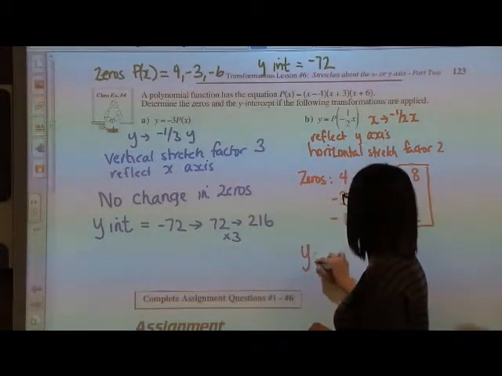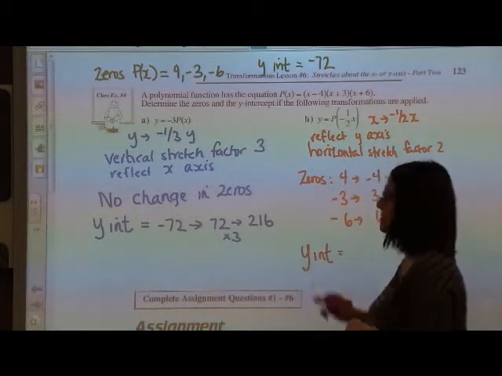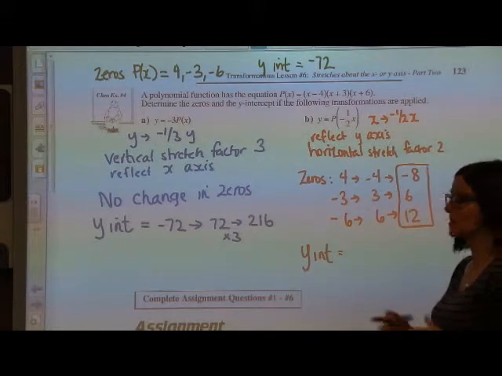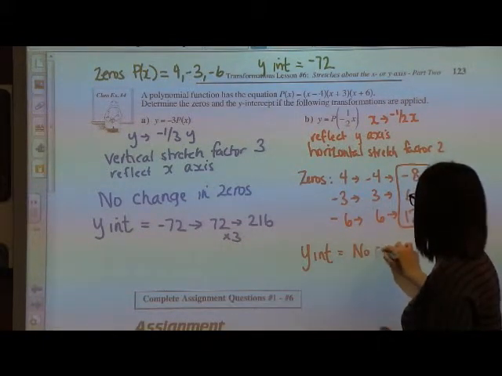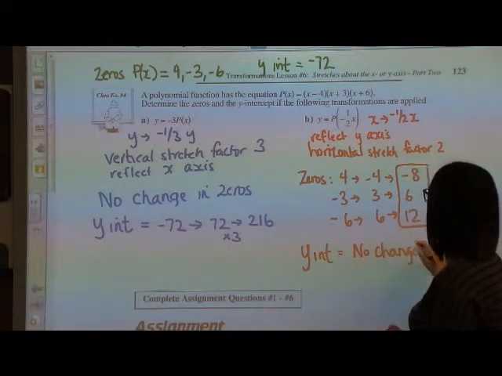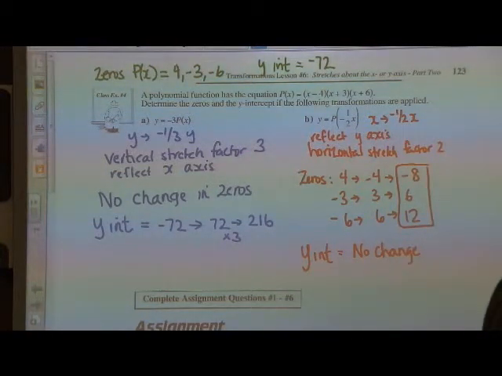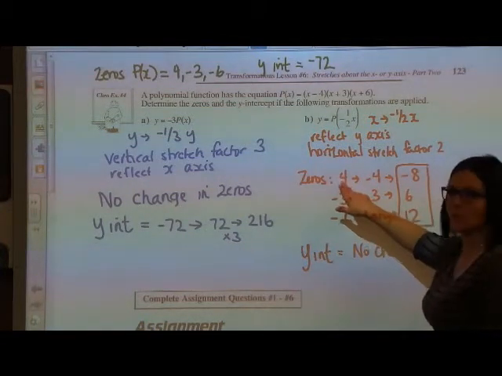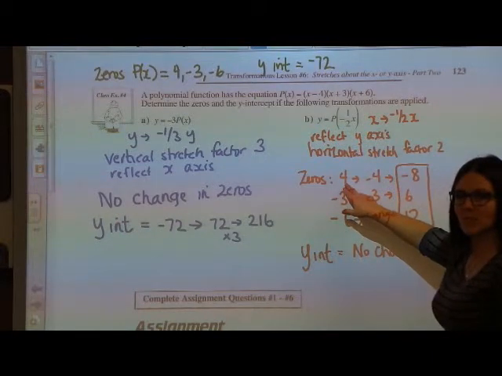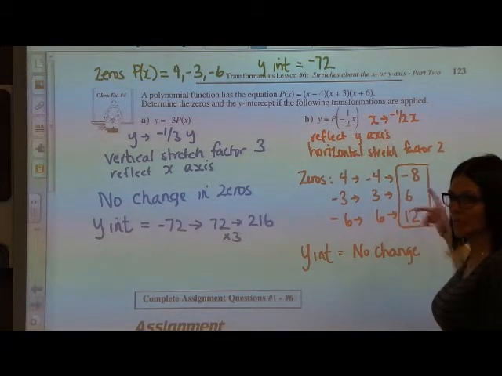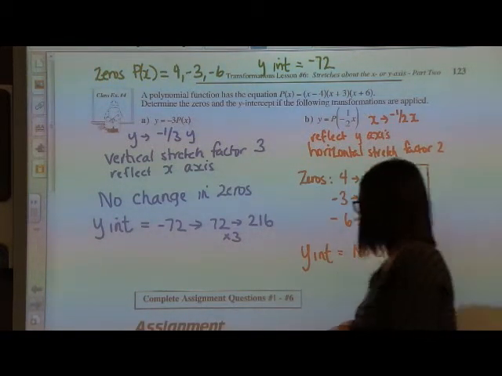What about my y-intercept? Stays the same, because the coordinates of my y-intercept are 0 and -72. When I reflect 0, it stays at 0, and when I multiply it by the factor, it still stays at 0. What happens if I stretch this first? The 4 would then become, and then when I reflect it, it would become, so it didn't matter which way I did it.